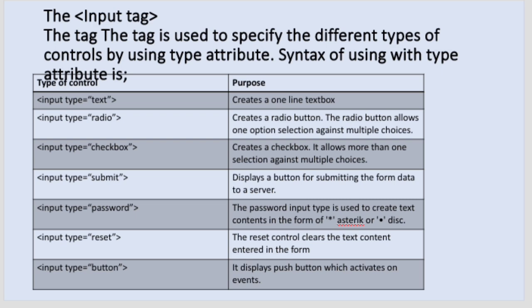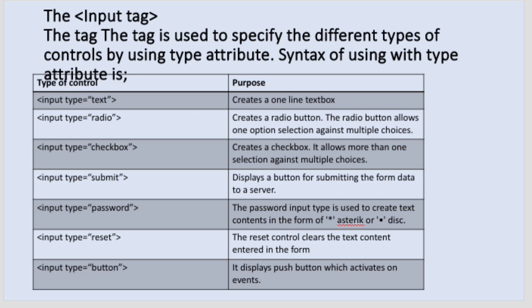It creates a one line textbox to enter a name or any text. Input type is equal to radio. Radio creates a radio button. The radio button allows one option selection against multiple choices. Third one is input type is equal to checkbox. It creates a checkbox. It allows more than one selection against multiple choices. So input type radio selects a single choice, while input type checkbox selects multiple choices.